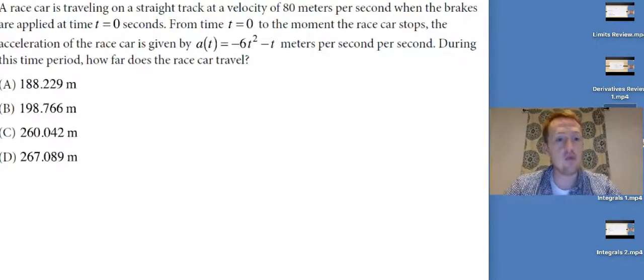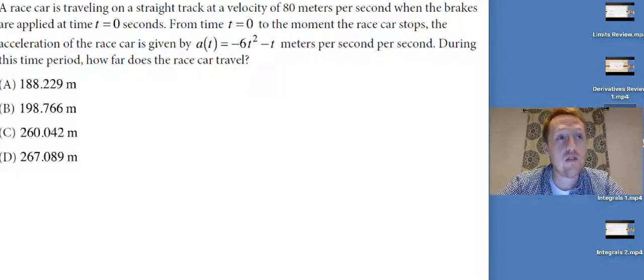A race car is traveling on a straight track at a velocity of 80 meters per second when the brakes are applied at time t equals 0 seconds. From time t equals 0 to the moment the race car stops, the acceleration of the race car is given by a of t equals negative 6t squared minus t meters per second squared. During this time period, how far does the race car travel?